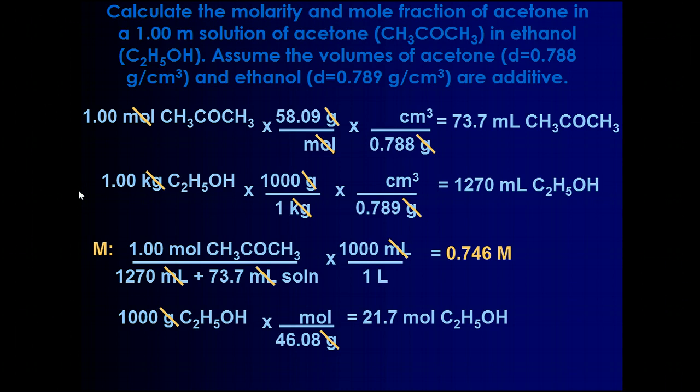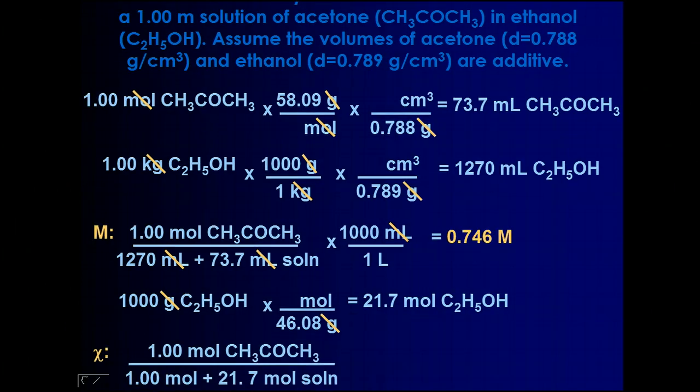So now to calculate my mole fraction of acetone in this solution, I would take the moles of my acetone and divide it by the moles of both the acetone and the moles of ethanol to get the moles of my solution. When I do that math, I get a mole fraction, which is very tiny, of 0.0441. So if you need to pause, please do so now.